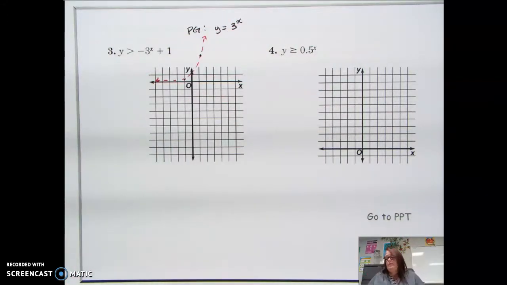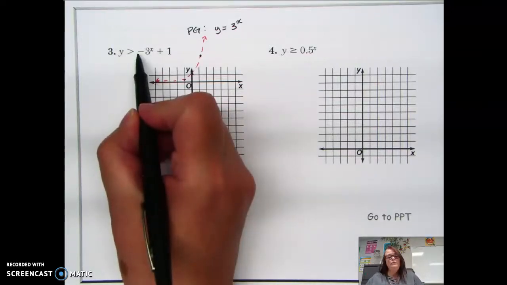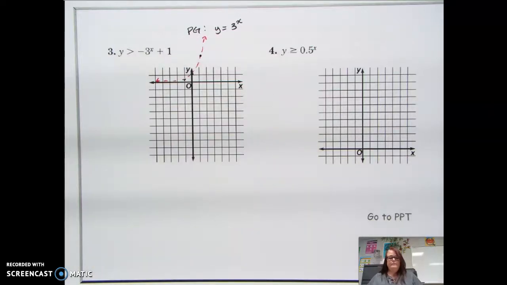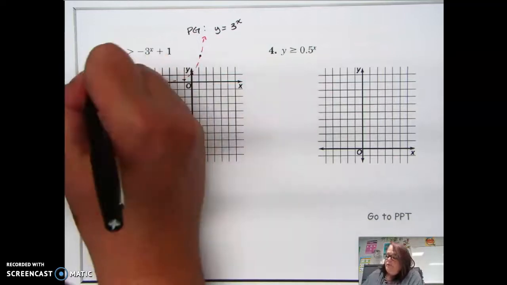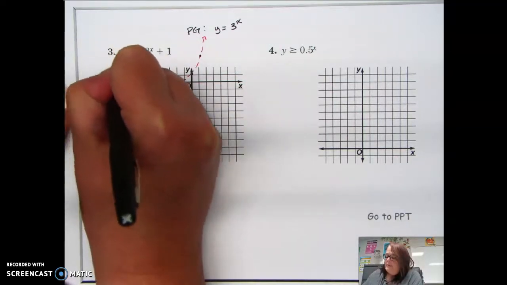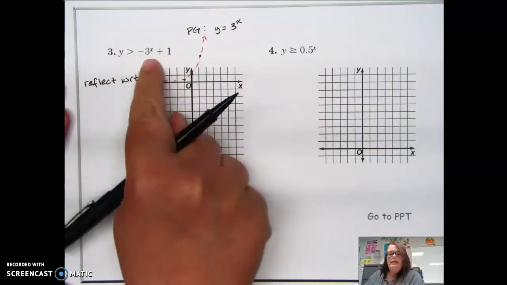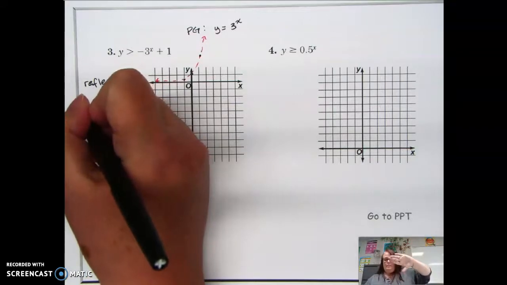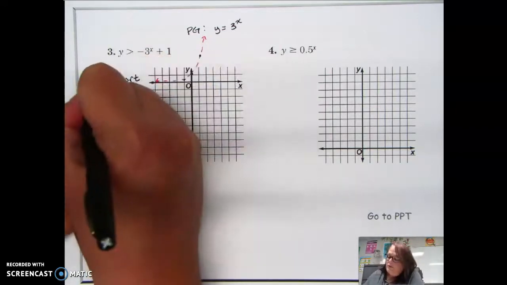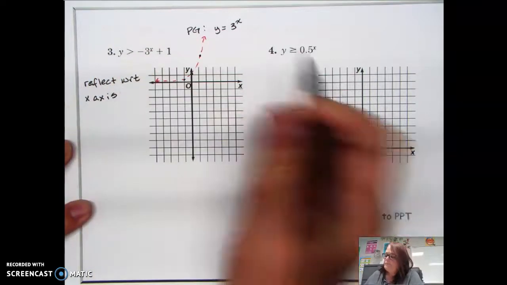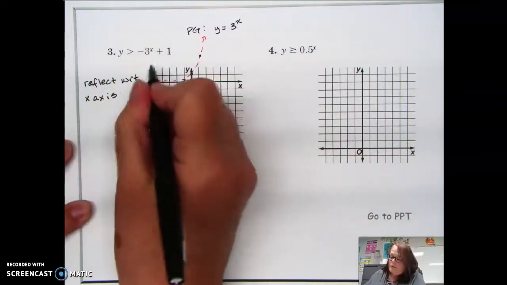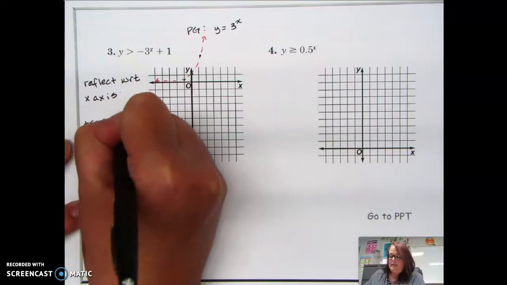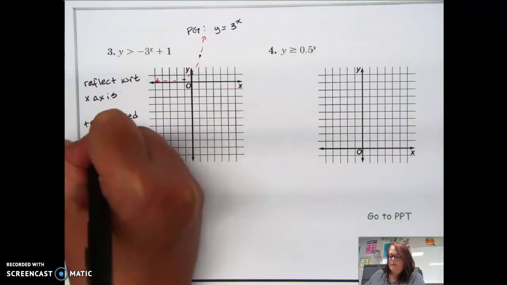So take a moment to describe in words what the negative on the outside is doing and what the +1 on the outside is doing to the graph. The negative in the front is telling me to reflect. Because it's outside of the parentheses, it's not part of the exponent, so that's going to be a vertical reflection, with respect to the x-axis. And the +1 is outside of the exponent, so that's going to be translated up 1 unit.